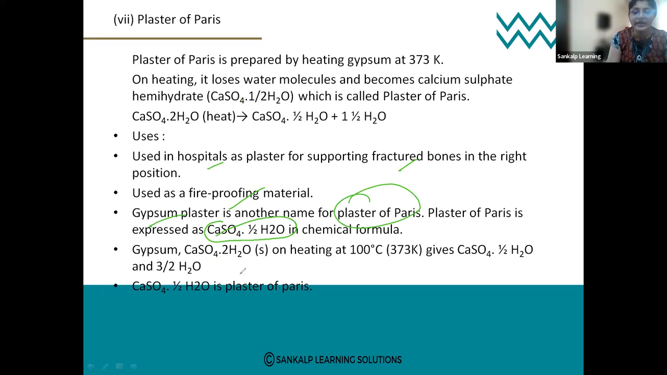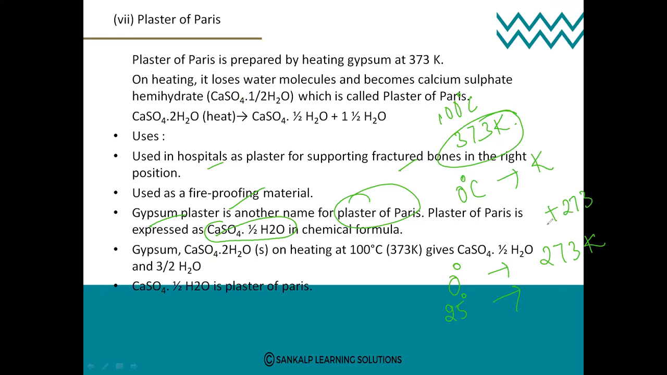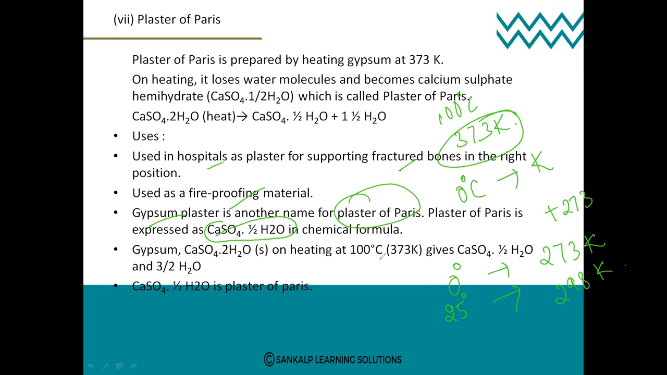So gypsum, when you heat it at 100 degrees Celsius, or 373 Kelvin. Whenever you convert degrees Celsius to Kelvin, it will be plus 273. You know that, right? When it is 0 degrees, it is 273 Kelvin. If it is 25 degrees, what will it be in Kelvin? You just add 273 plus 25. It will be 298 Kelvin. Understood?